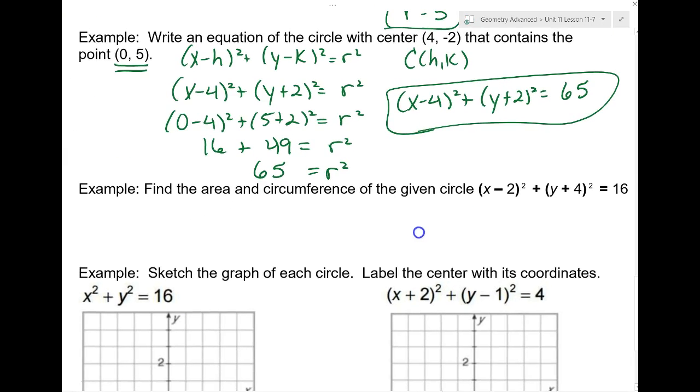All right, next one. Now, I will tell you right now, I probably asked a question on your homework about giving you the endpoints of a diameter of a circle. Guys, what would the endpoints of a diameter of a circle help me find?